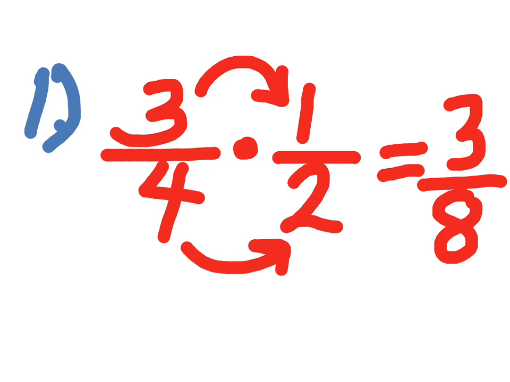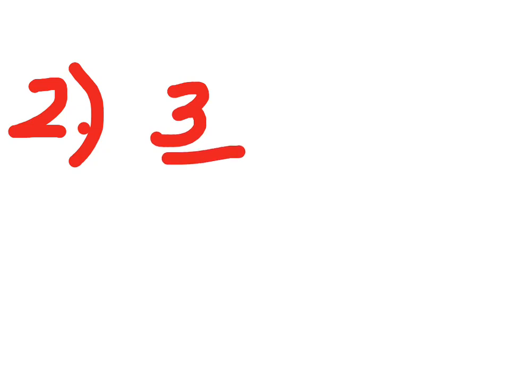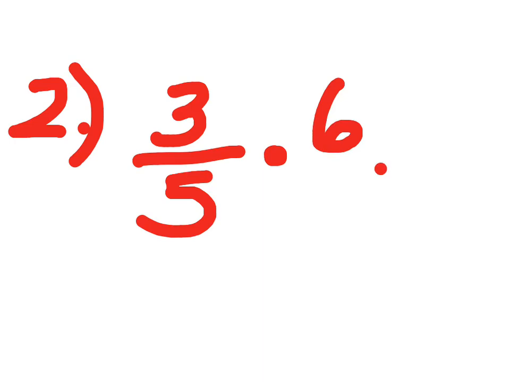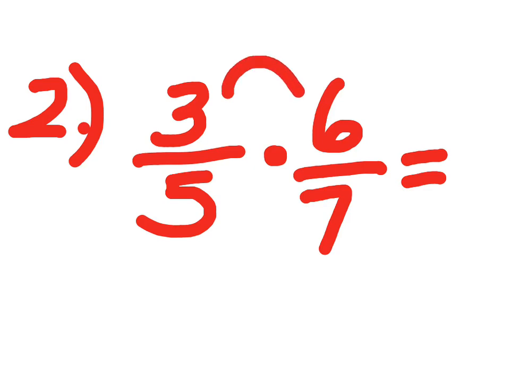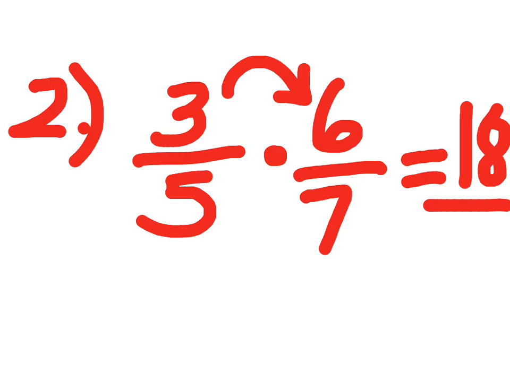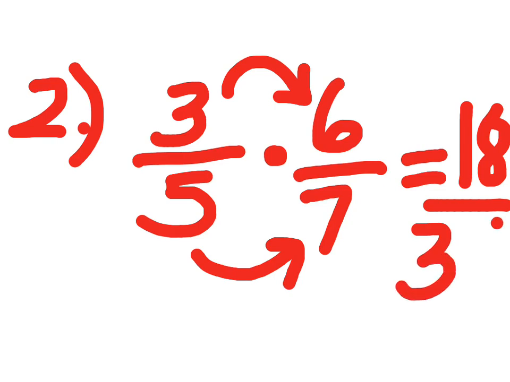Let me give you another example. So 3/5 times 6/7. Multiply a fraction times another fraction. So that's numerator times numerator. 3 times 6 is 18. And then denominator times denominator. So 5 times 7 is 35.